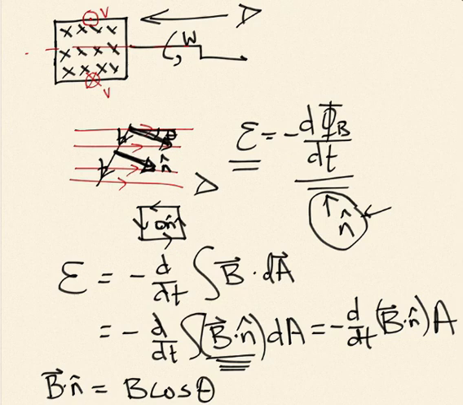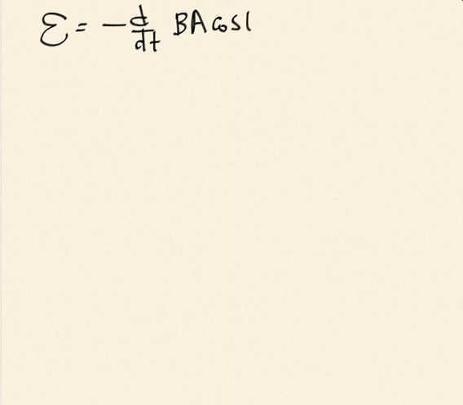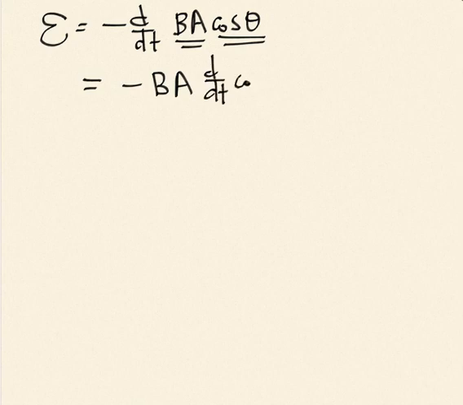All right, let me go to the next page now. That means my EMF is going to be minus d dt of B times A times cosine theta. Now, the magnetic field is static. The only thing that's changing is the angle of the loop, and so the area of the loop is static too. So this just becomes minus B A times d dt cosine theta.